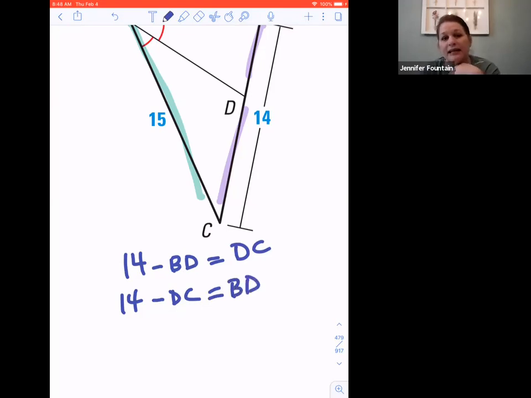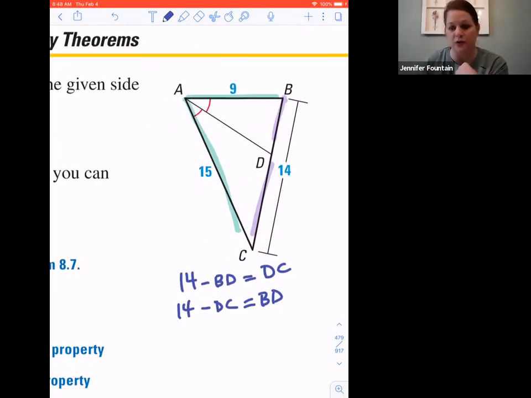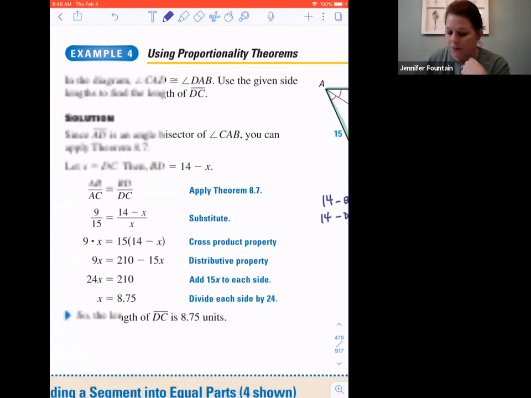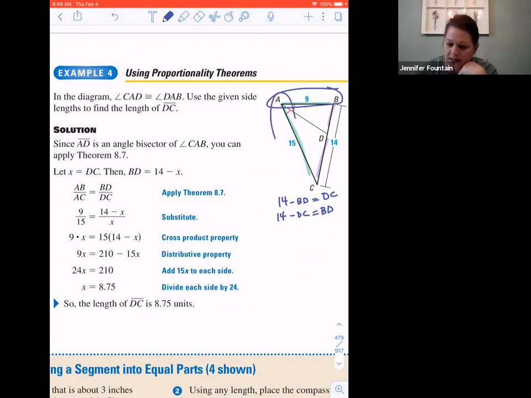So remember, if they haven't given me an actual measure, I may end up having to use a variable to represent that and subtract it from 14. So that's what we're looking at over here. Okay, so I can see that AB over AC, so that's going to be 9 over 15 is equal to, oh, here comes Keely. Let's see.